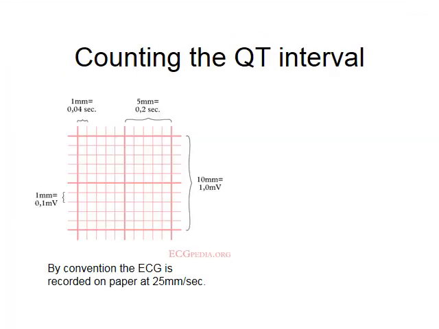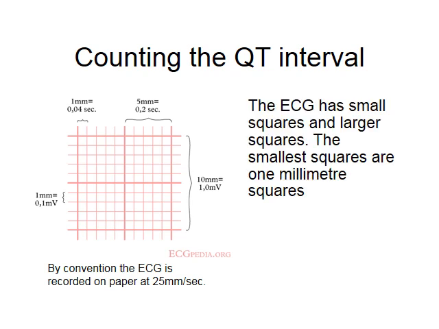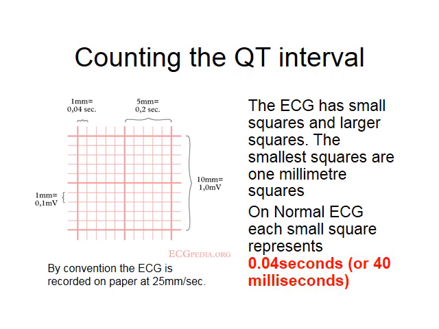So how do we count that QT interval, and what does that look like? If you remember, our ECG paper is divided into blocks. It's got small squares and it's got larger squares. The smallest squares are 1 millimeter by 1 millimeter, and your ECG is recording on paper at a standard 25 millimeters per second. So what you need to remember is that each little block represents 0.04 seconds or 40 milliseconds.